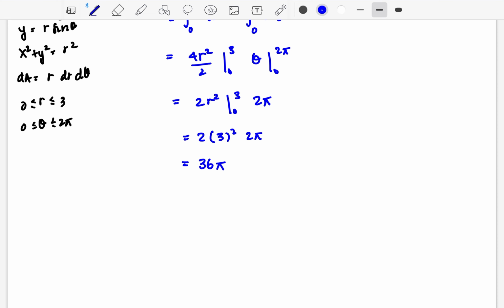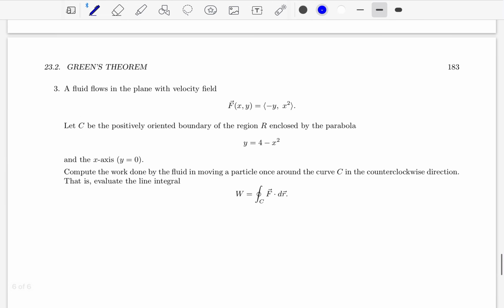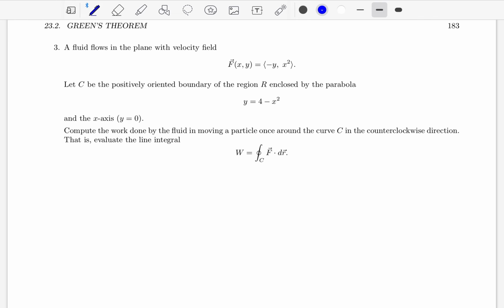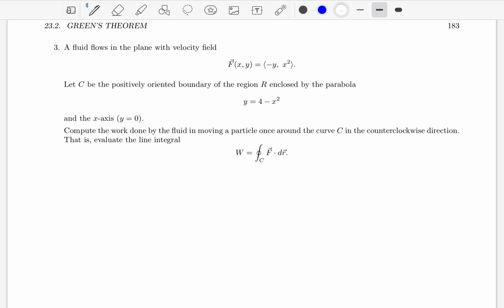Perfection. All right. What else do I have? I have one more example. Okay, so it says a fluid flow in the plane with velocity field given by this. Let C be a positively oriented boundary of the region R enclosed by the parabola and the x-axis. Compute the work done by the fluid in moving a particle once around the curve C in the counterclockwise direction, that is, evaluate the work integral. And this is overkill. It's either or, okay? I either put this notation or I put the C. So I went with the closed curve here.